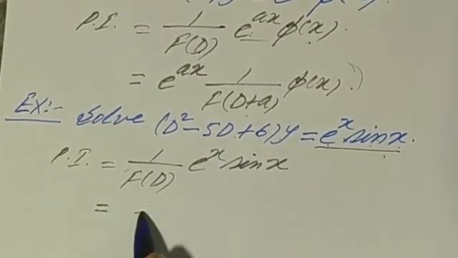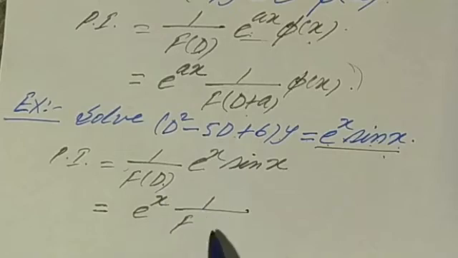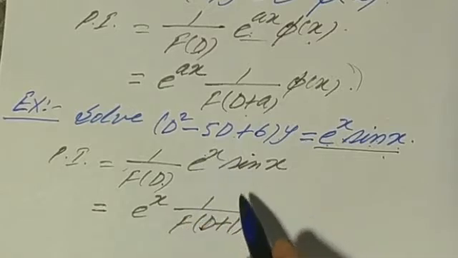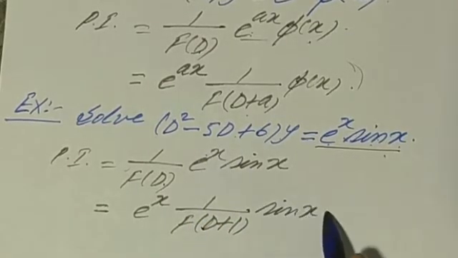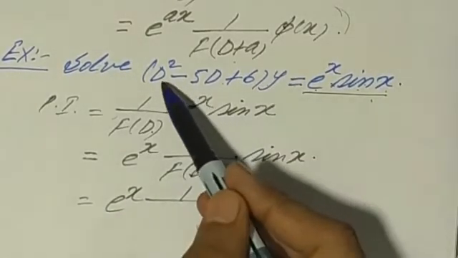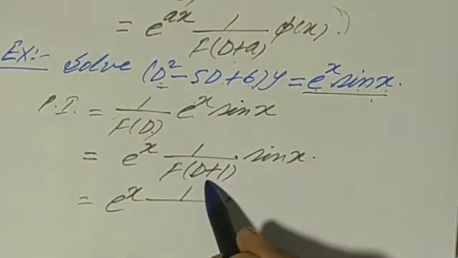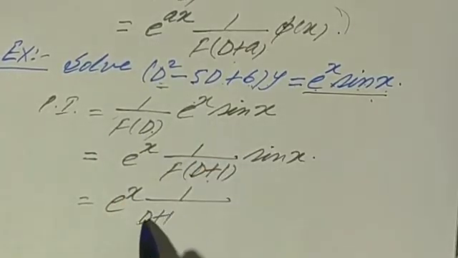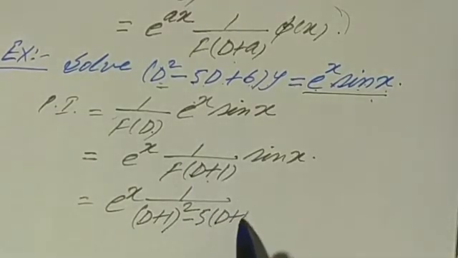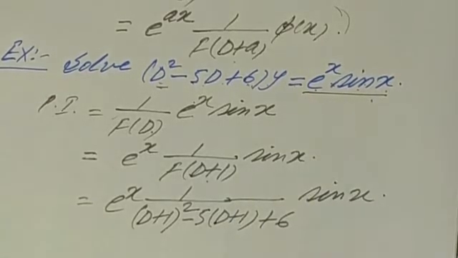So we need to take e raised to the power x out, and doing so we need to replace D by D plus 1, because here the coefficient of x is 1, and sin x as it is. So e raised to the power x, 1 upon, now f(D) is D square minus 5D plus 6. So in this we need to replace D by D plus 1. So we get (D plus 1) whole square minus 5(D plus 1) plus 6, and sin x as it is.